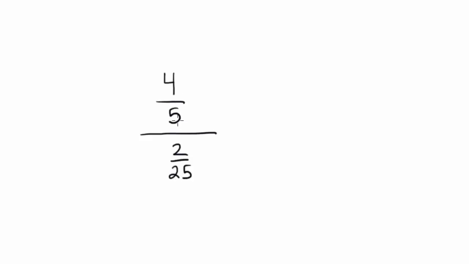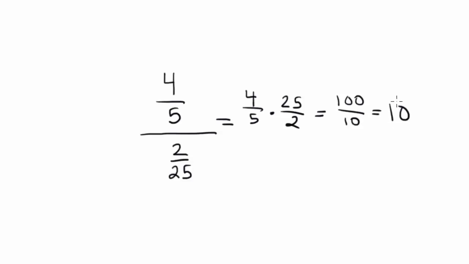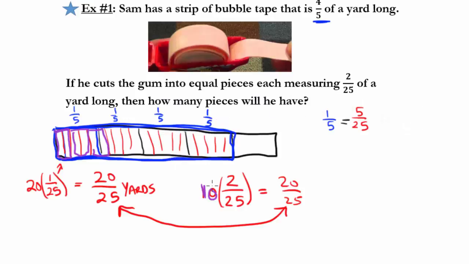This right here is a division of fractions. I could rewrite division of fractions as 4/5 times 25/2, okay? Which altogether, 4 times 25 is 100, 5 times 2 is 10. Or else you cancel earlier, and that all equals 10. That's the answer, 10, which is how many of these smaller 2/25 fit into this larger 4/5 piece.